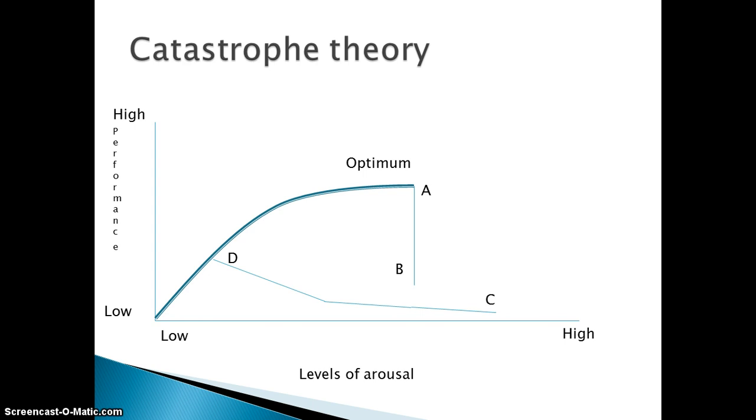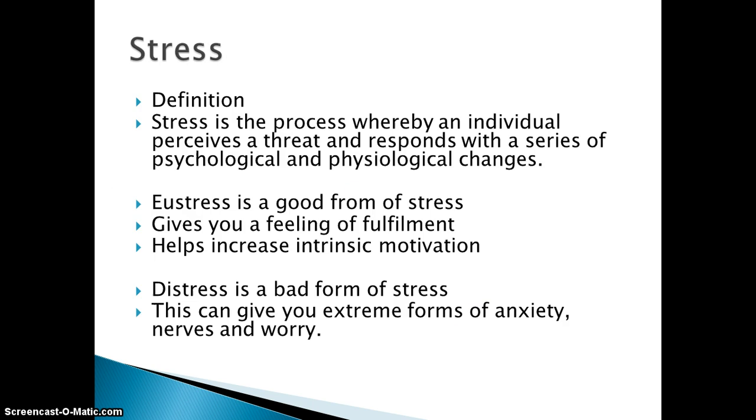And point D is the point where the performer gets to grips with themselves and sorts out their performance, and the anxiety and arousal levels go back to normal. Then maybe in the same game or in another game, they will go back to a normal level, and as they play again they will rise back up to optimum level.